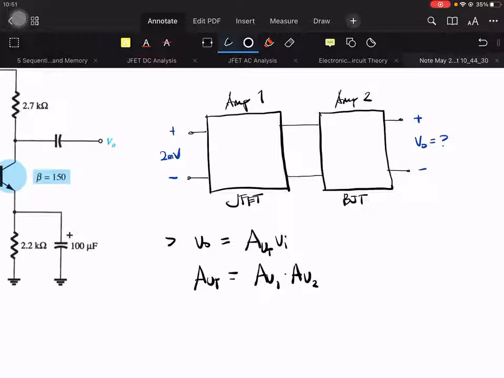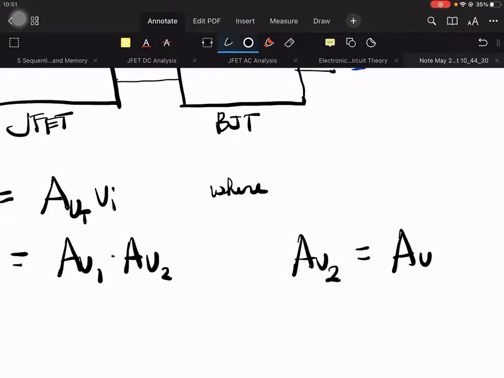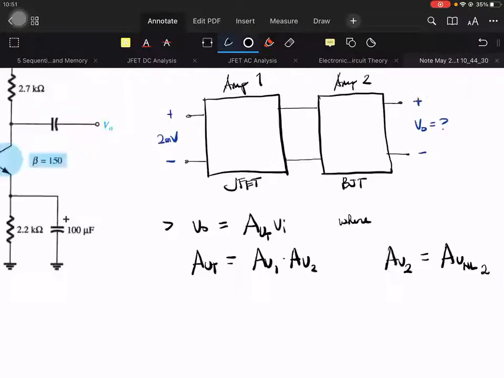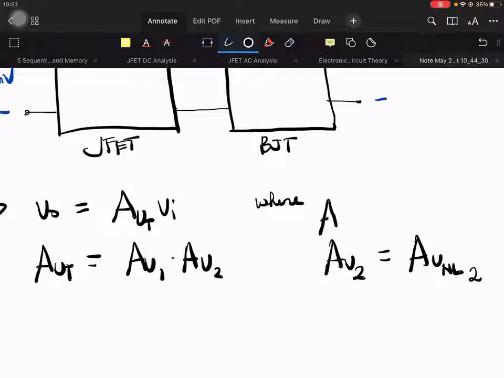So for sure, AV2 is just the no load voltage gain, AVNL of amplifier 2. Wala man tayo mabuhat ana. There's nothing we can do. Wala man yung given na RL. So the voltage gain of the second amplifier is the unloaded voltage gain. But how about the first? How about AV1? AV1 is AVL1.